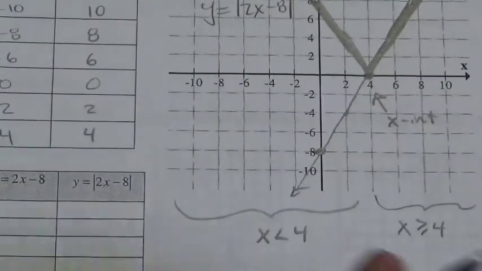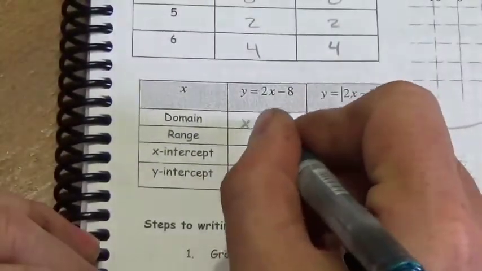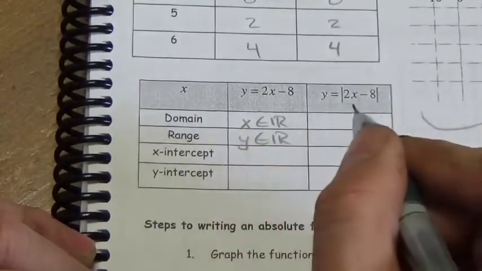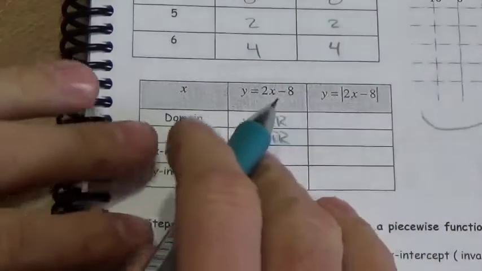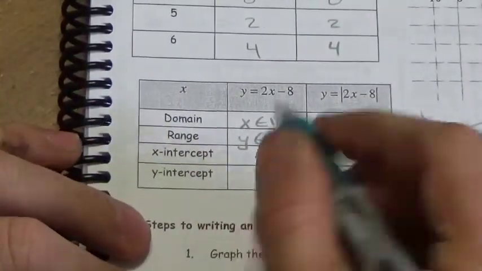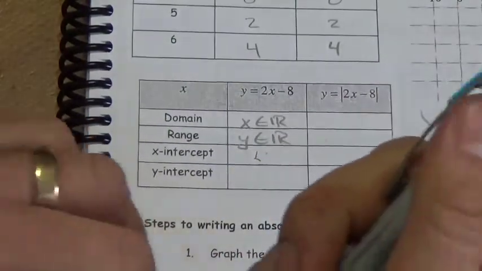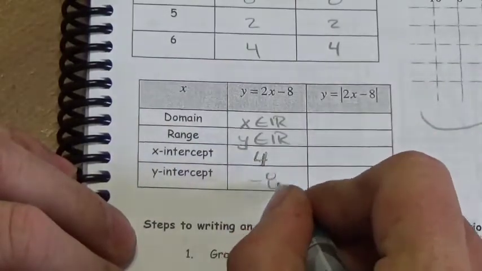Okay? So let's talk about this again here. The domain. What was the domain? Well, for the line, it was all reals. The range was also all reals. Remember, this is for the line, but this is before the absolute value. The x-intercept here was where x was equal to 4. And the y-intercept was negative 8.